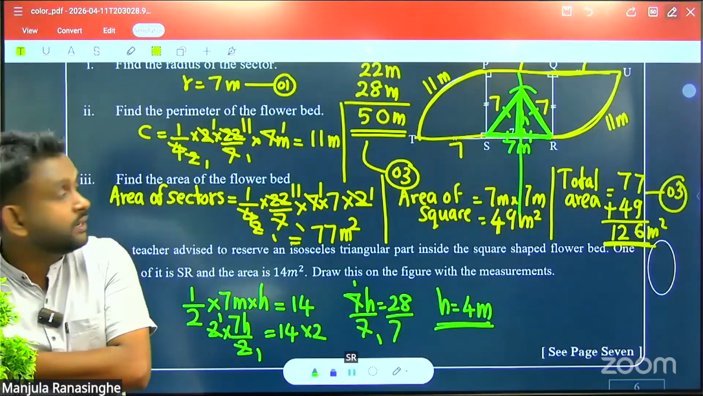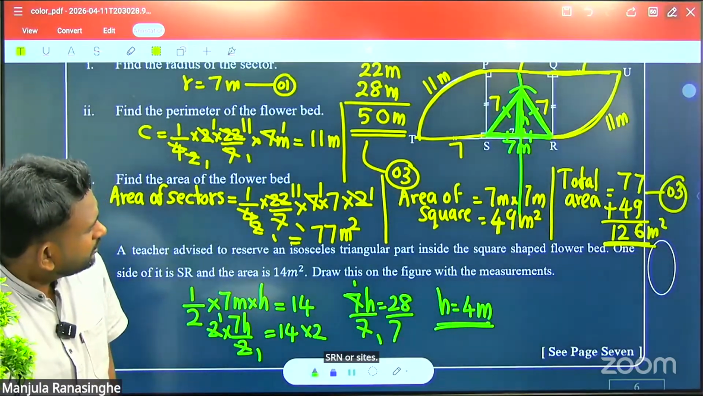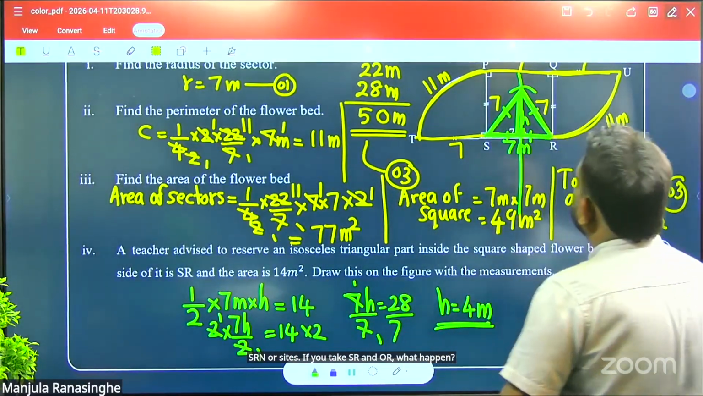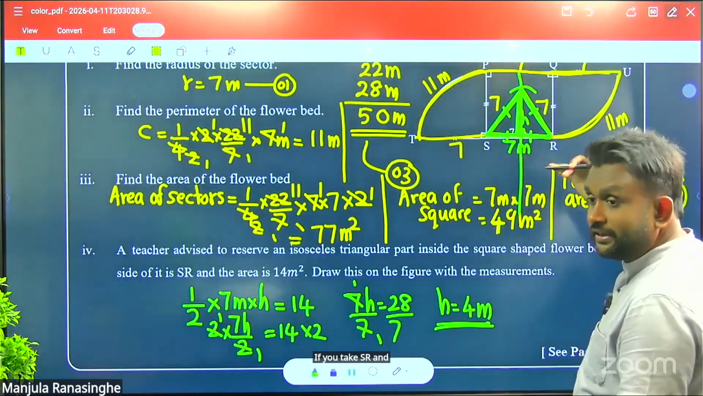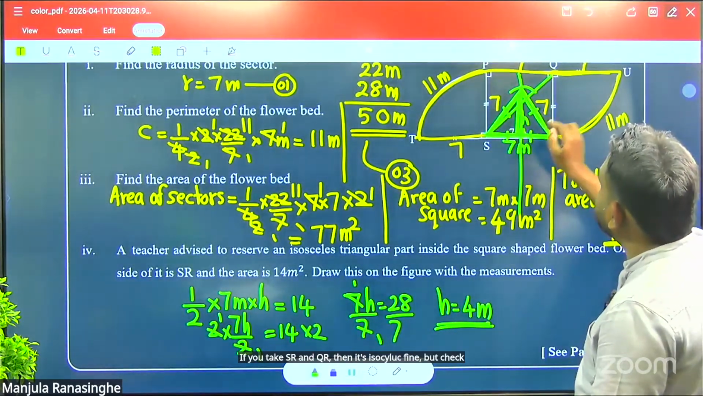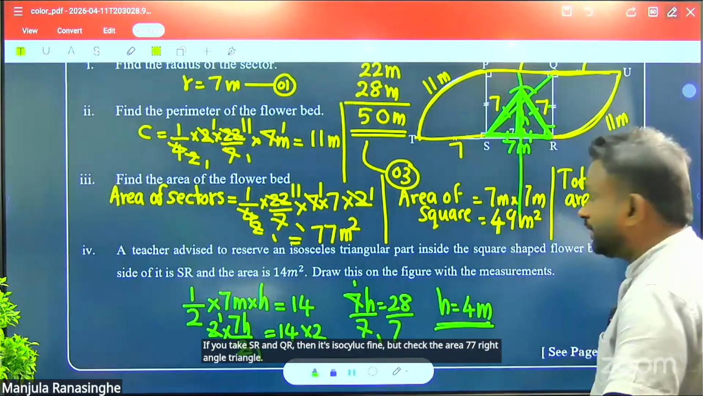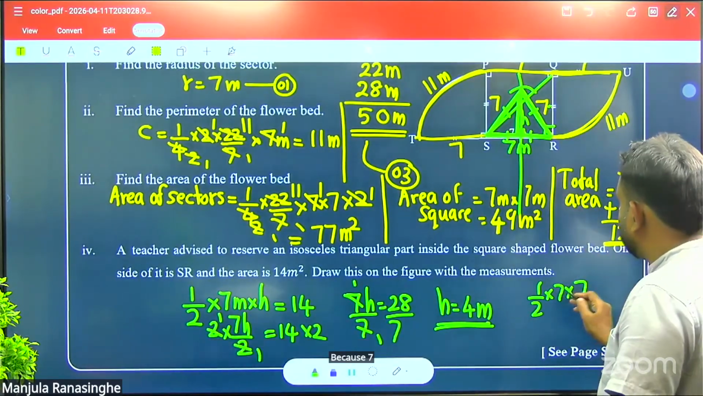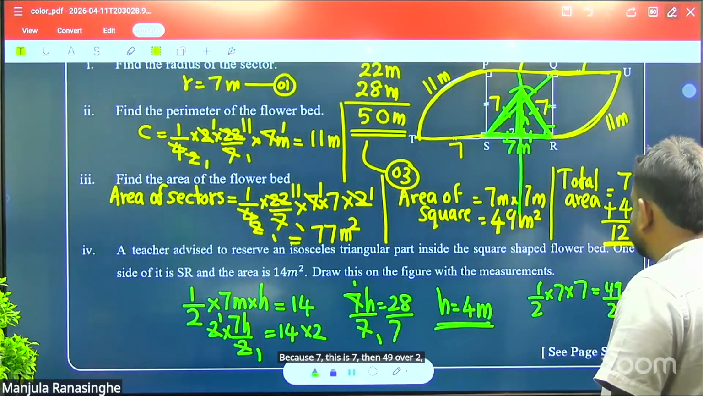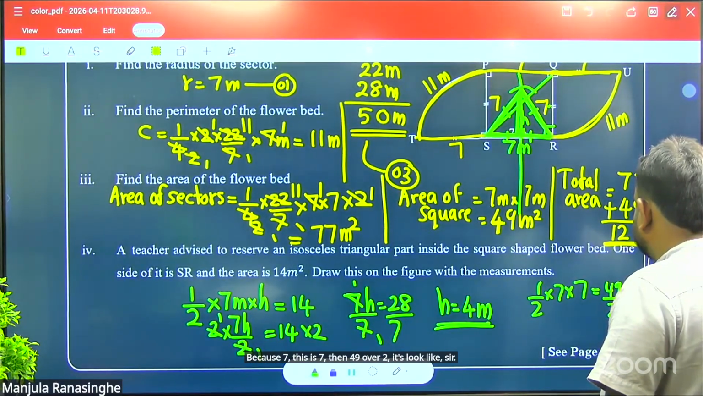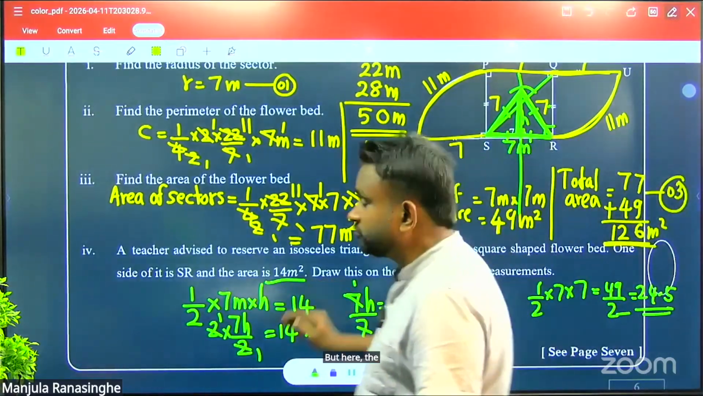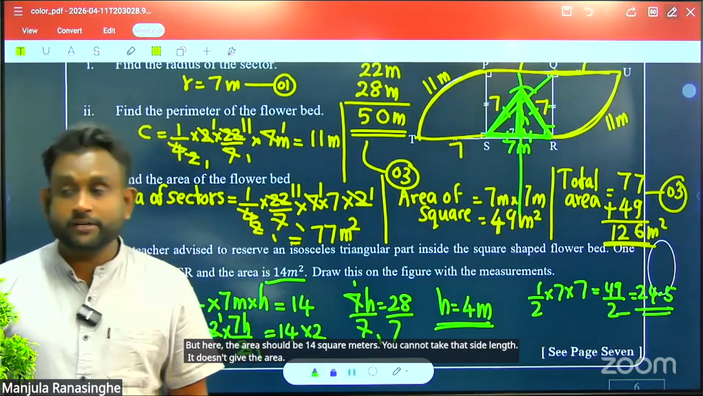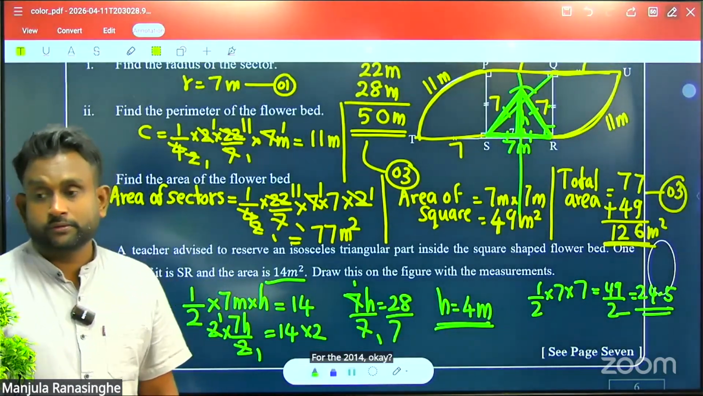If you take SR and QR as sides, then it's isosceles. Yes, fine. But check the area. 7 and 7, a right angle triangle. So what is the area then? Half into 7 into 7, because this is 7 and this is 7. Then 49 over 2, it looks like 24.5. But here the area should be 14 square meters. You cannot take that side length. It doesn't give the area of 14.